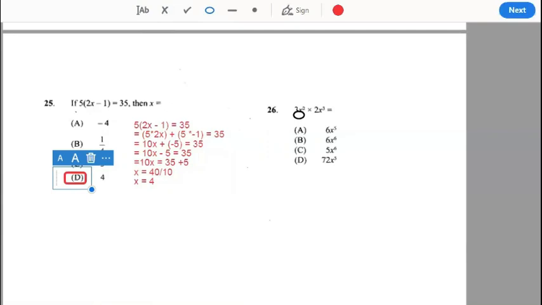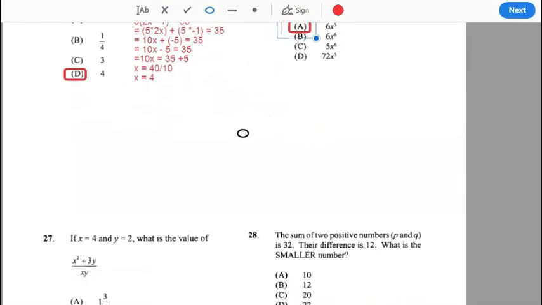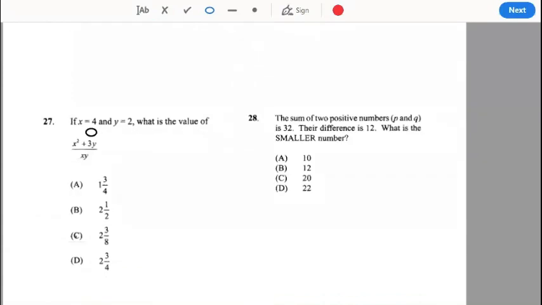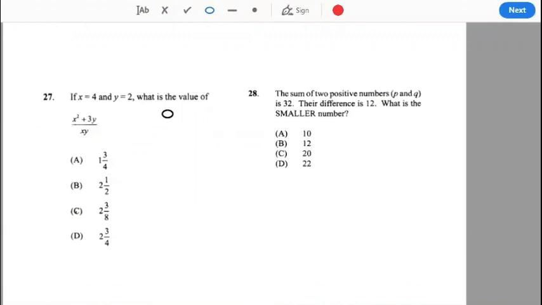26. 3x squared times 2x cubed. So 2 times 3 is 6, and when you're multiplying indices, they basically add. So when you do x squared times x cubed, it's adding the powers: 2 plus 3 gives us 6x to the 5th power. So 26 is option B.